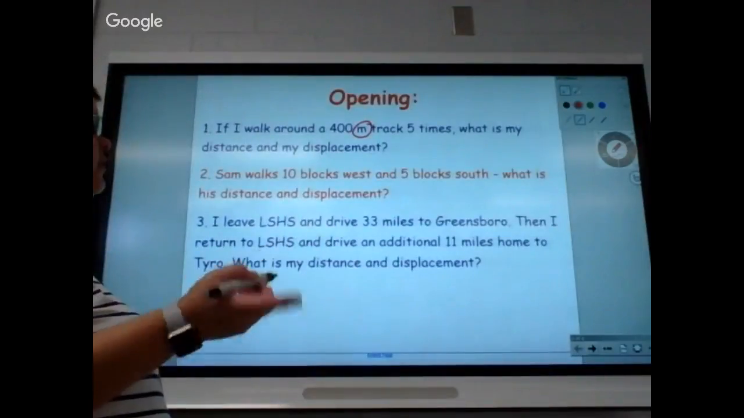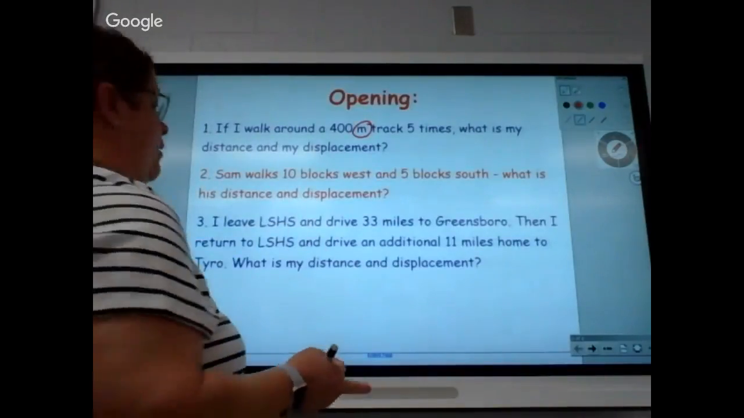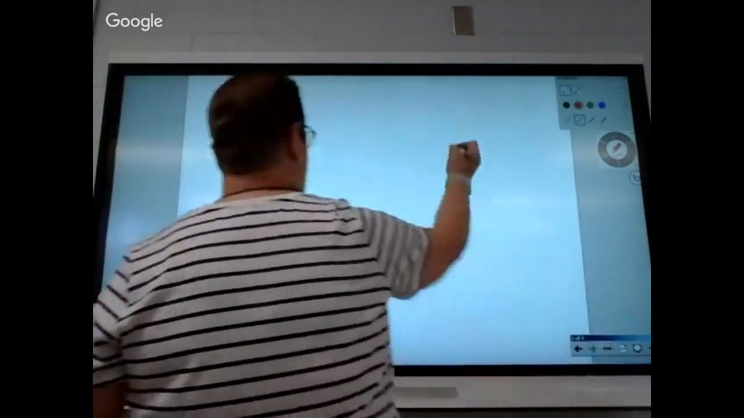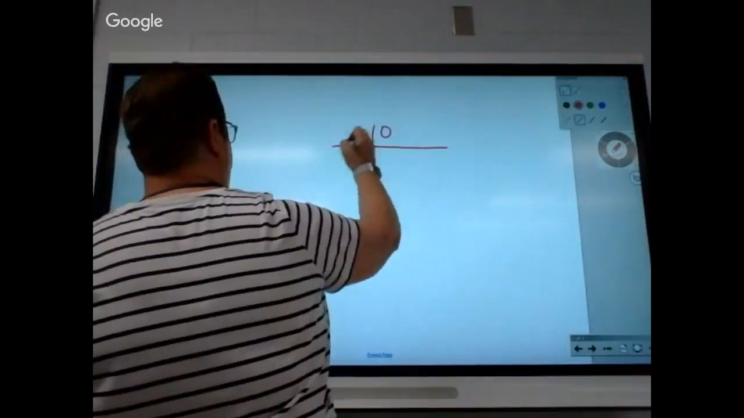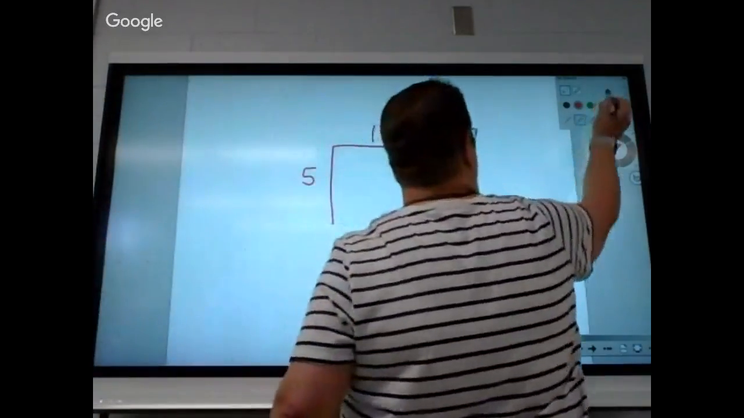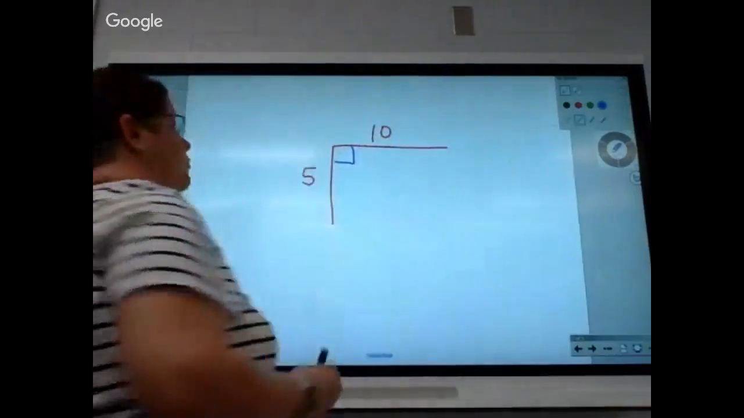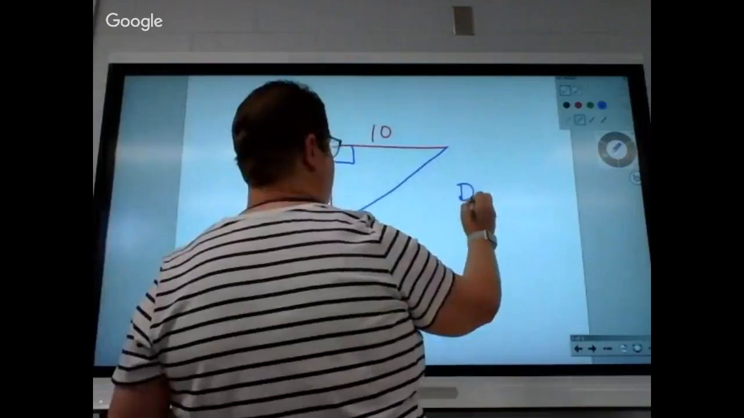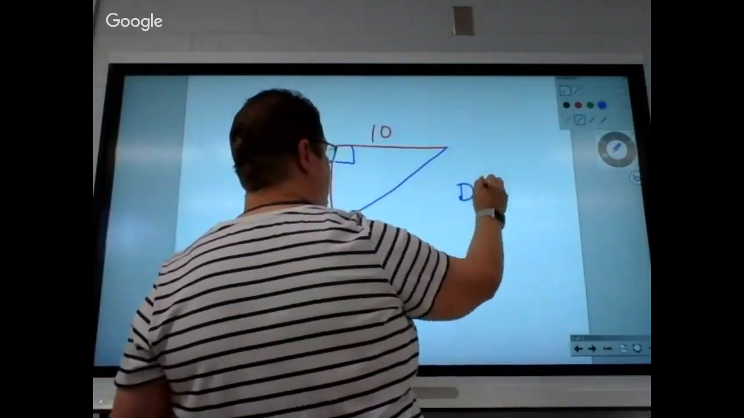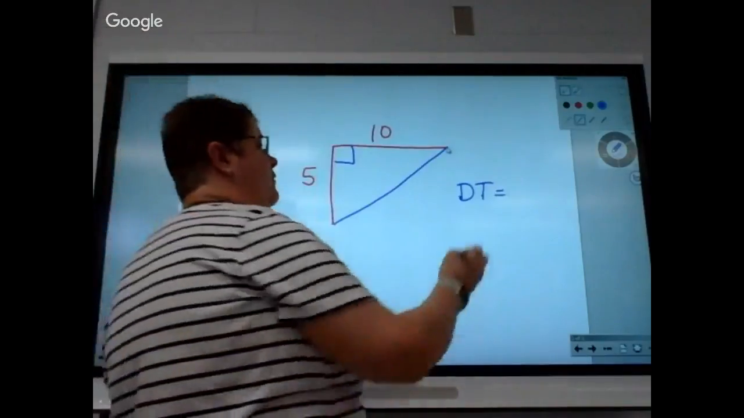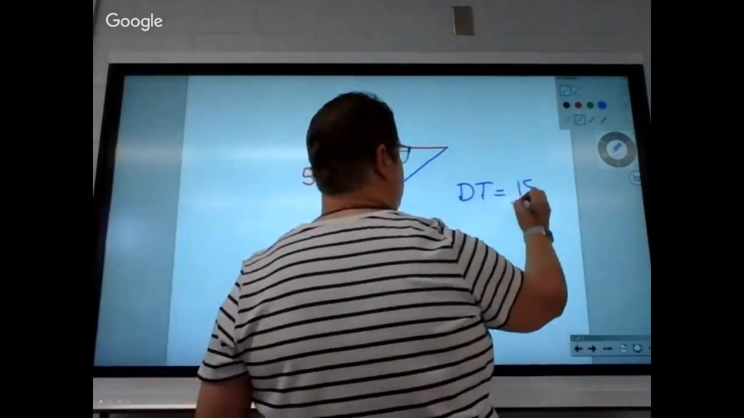Okay. Now for number 2, we go back to the question. Sam walks 10 blocks west and 5 blocks south. What's his distance and displacement? So I do 10 blocks west and 5 blocks south. So I need to look at, is this a right angle? Yes. So what is my distance? My distance, I always do what? I add. So I went 15 blocks.